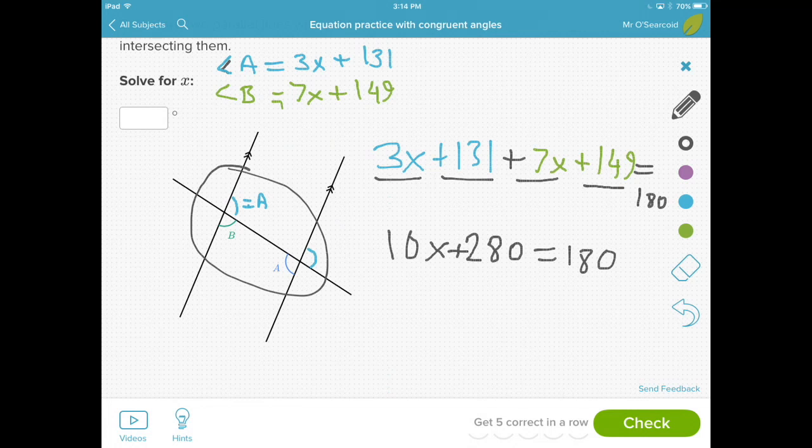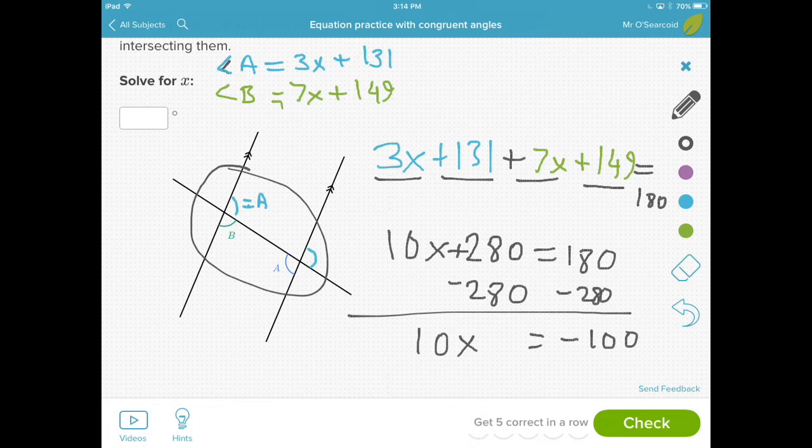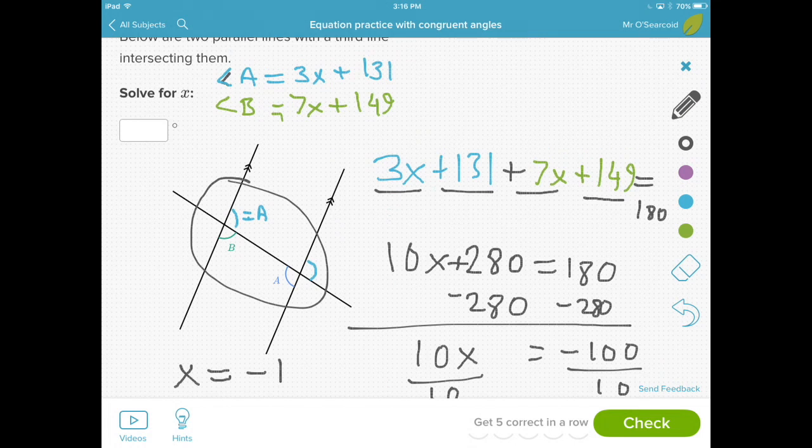Performing a little bit of algebra again, we subtract 280 from both sides. That's the first thing we want to get rid of. That gives us negative 100 on the right-hand side and 10x on the left-hand side. Just dividing by 10 on both sides, we end up with x equals negative 10.